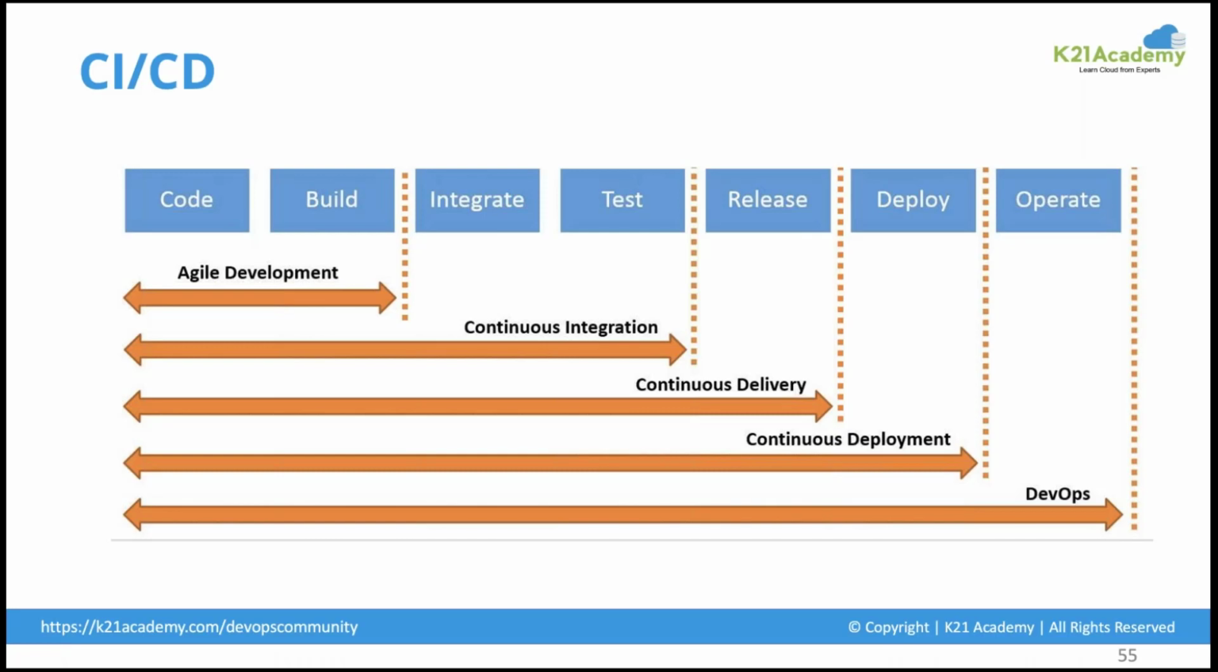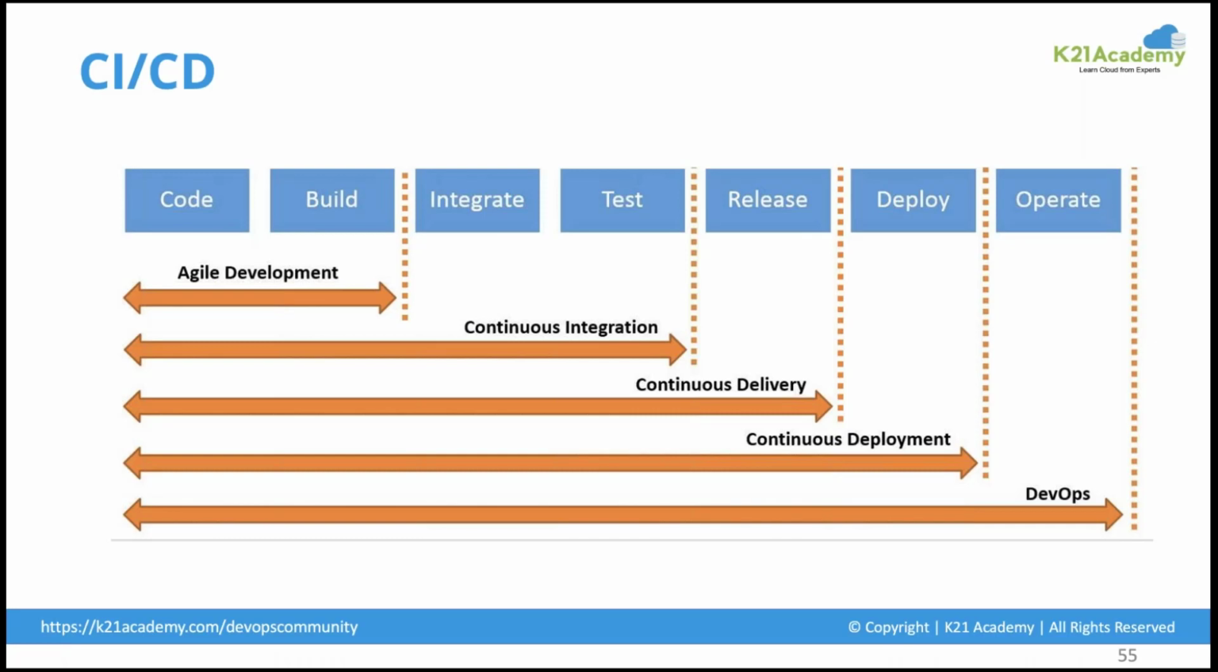CI is nothing but continuous integration, a process where a person is checking in the code into the repository till the testing happens. That is called my continuous integration. And this should happen 100 times, 200 times every day in an automatic way. That's what CI is, continuous integration.